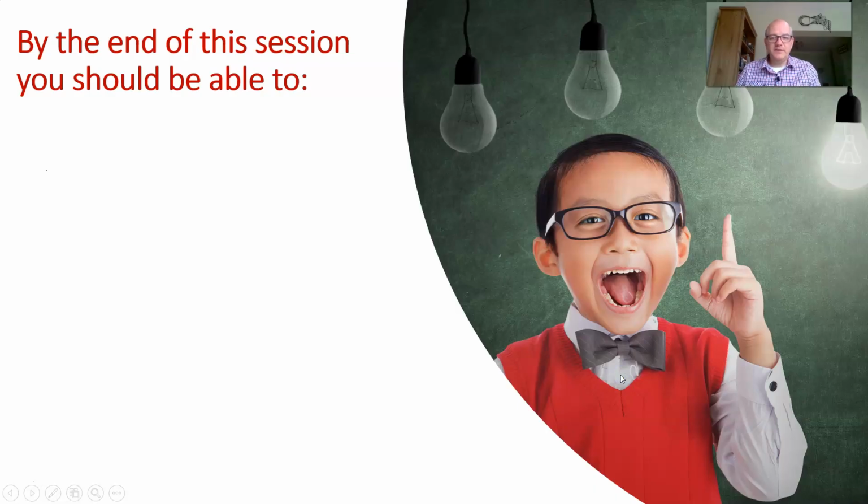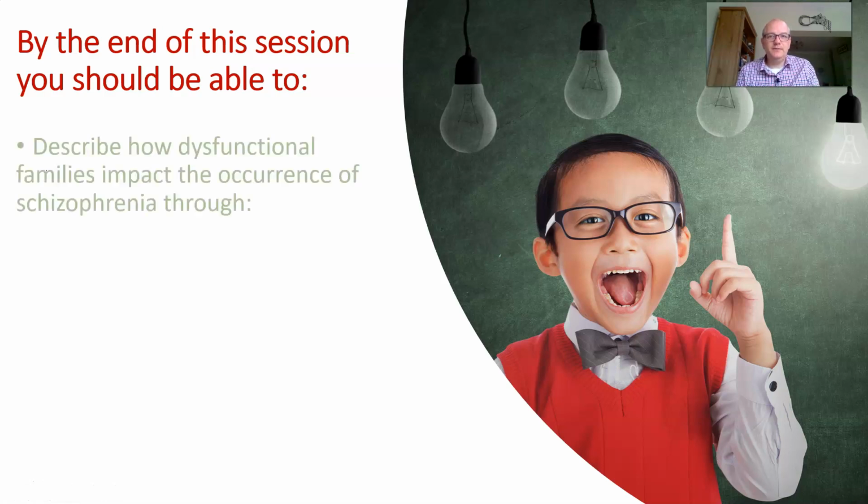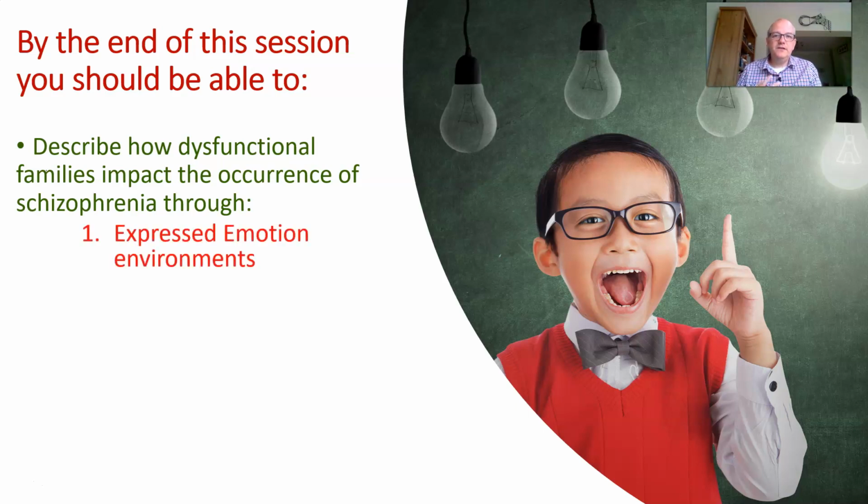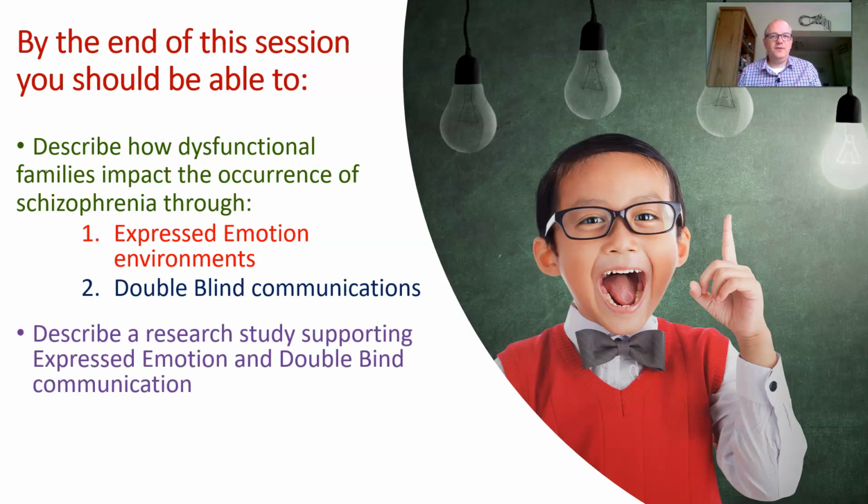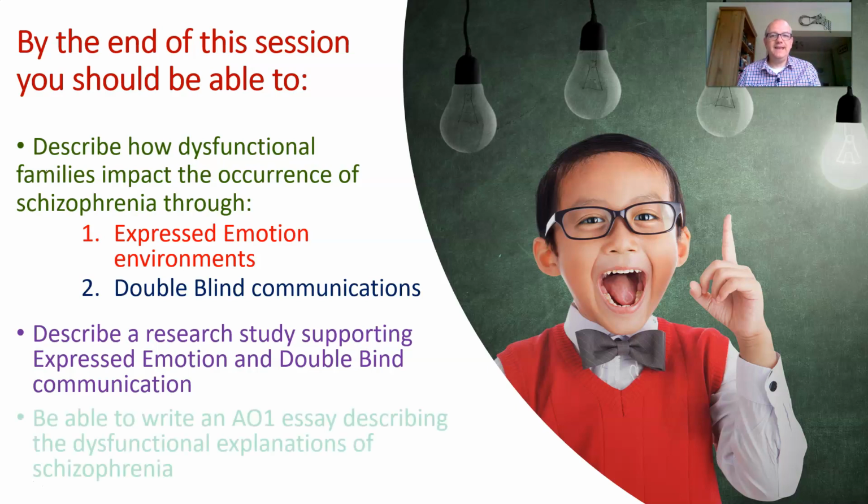By the end of this session, we should be able to describe how dysfunctional families lead to schizophrenia, and we're looking at two different particular ideas within dysfunctional families. One is an expressed emotion environment, the other is double-bind communications. So you should be able to describe those ideas, those theories. You should also be able to use one study to describe that, and we'll look at that today. And you should be able to apply those in answering a question, and we'll talk to you about how to do that.